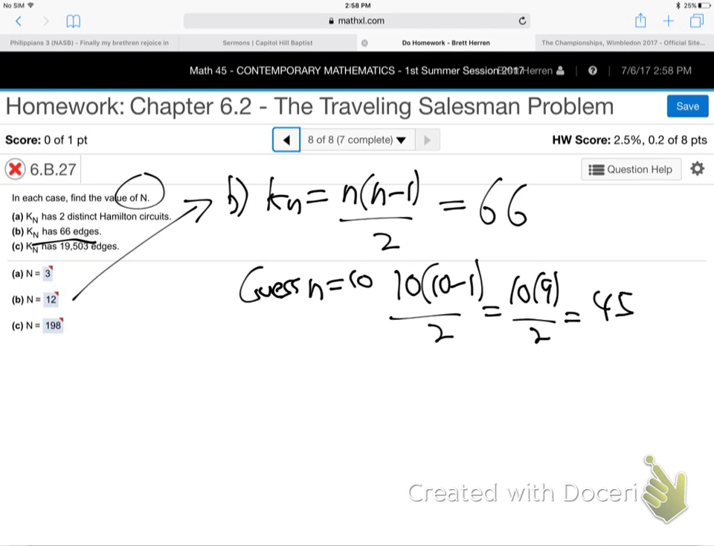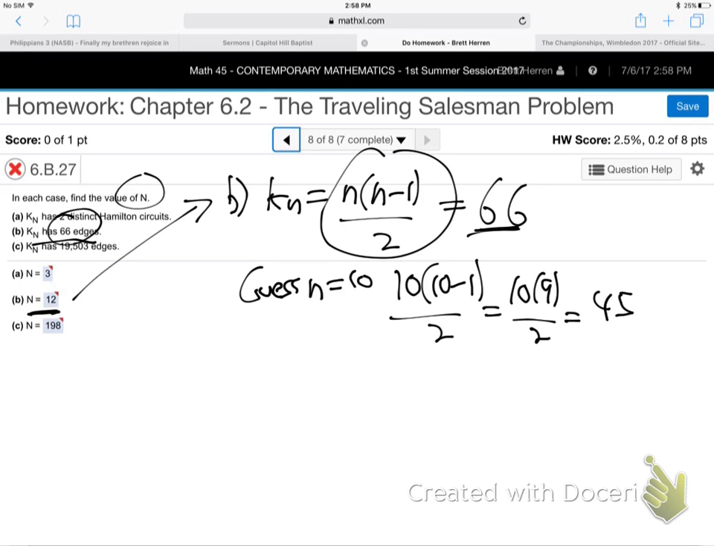How we doing? Am I losing you? See what I'm doing? I'm taking this formula. They're saying it came out to 66 edges, so I want it to come out 66. What's the n value? Now I know the answer is right here, but I'm pretending I'm not looking at that, ignoring that.